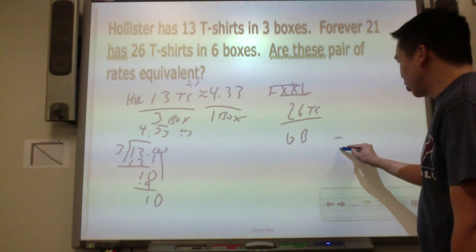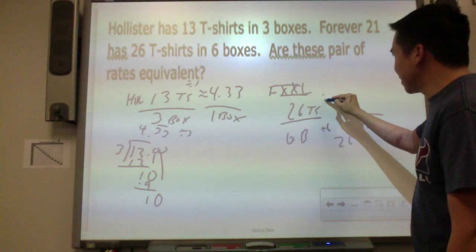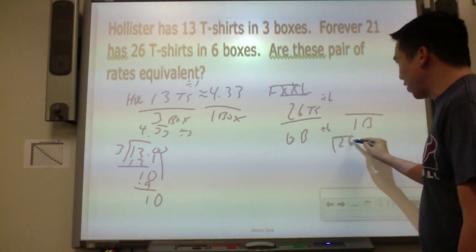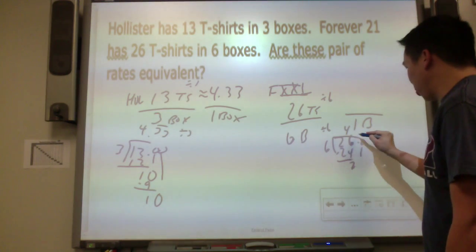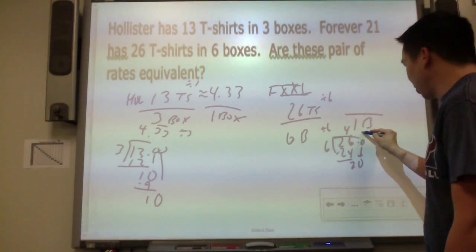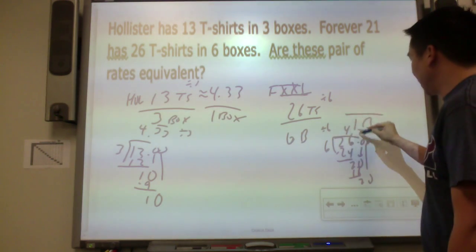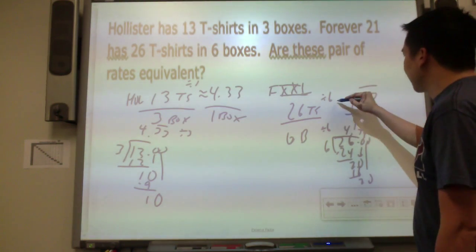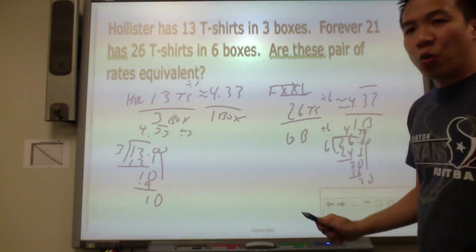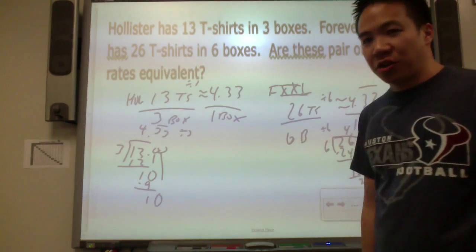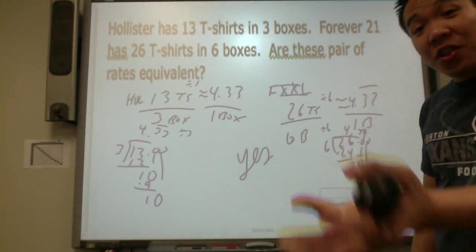In this one, I want to break it down to one box, so I divide by 6. 26 divided by 6 is 4 with remainder 2. I need to get rid of this remainder, add a 0. How many 6s go into 20? 3 times. Ooh, I think it's repeating again. So it's about 4.33 t-shirts for every one box. Same as Hollister. So are they equivalent? Yes, they are equivalent. There's another way to do this.